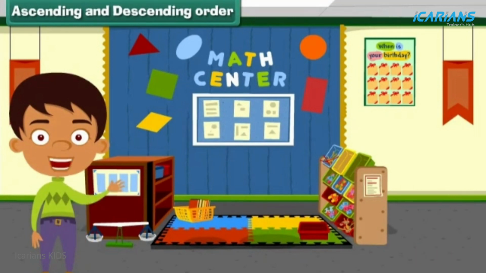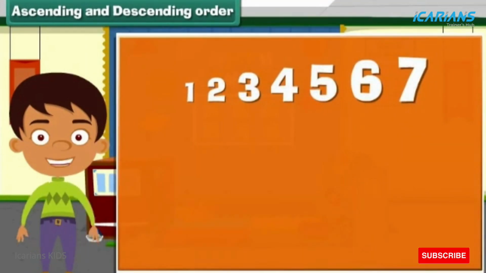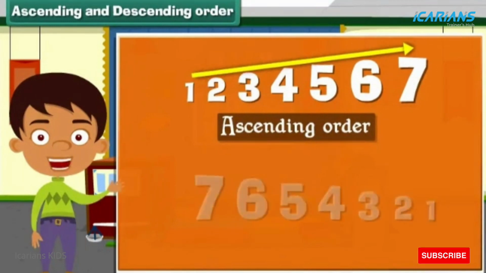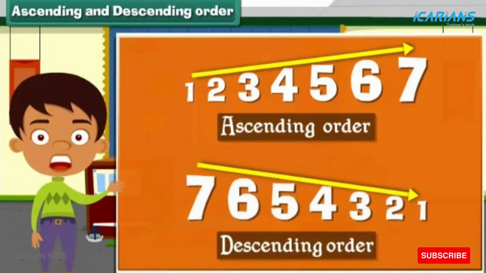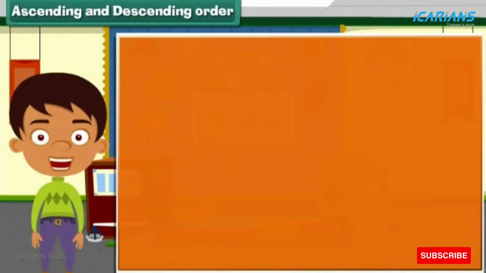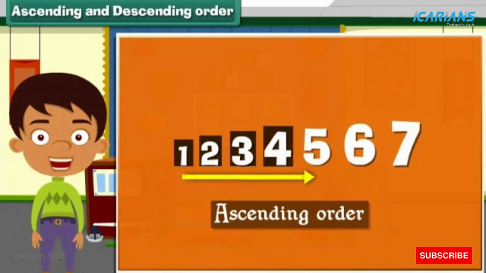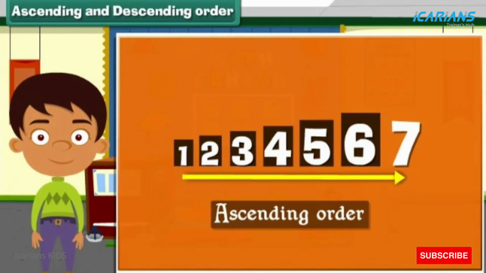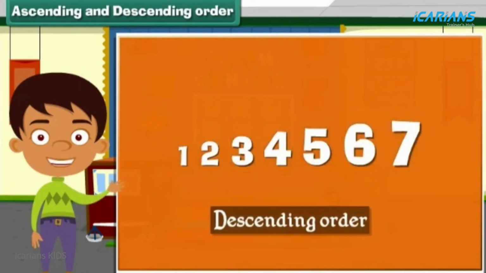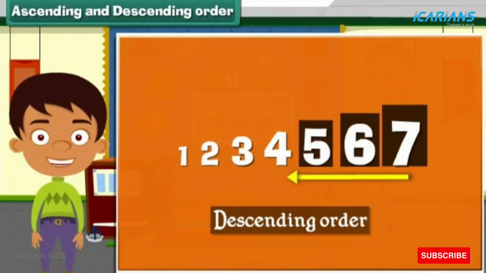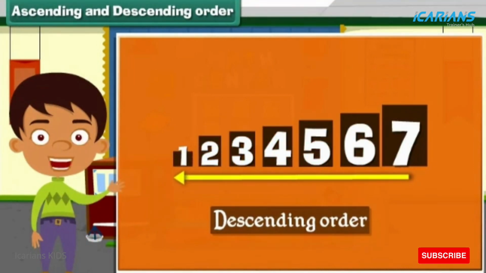Ascending and descending order. Once we know how to compare numbers, we can arrange them in the ascending, that is increasing, or descending, that is decreasing, order. In the ascending order, the numbers are arranged starting from the smallest number first, then the next greater number, then the next, and so on. In the descending order, the numbers are arranged in the reverse, that is, starting from the largest.